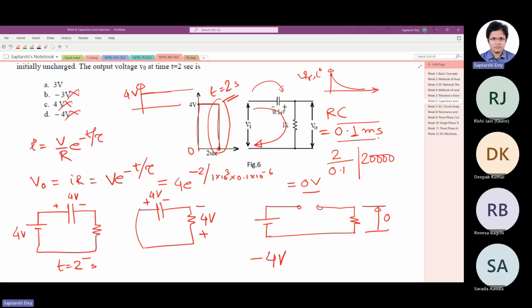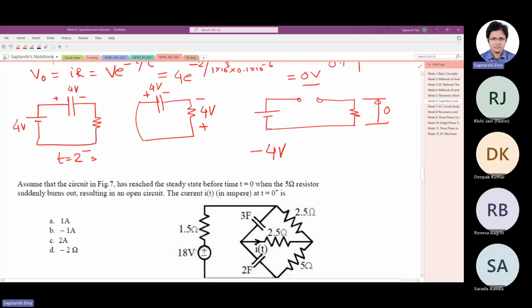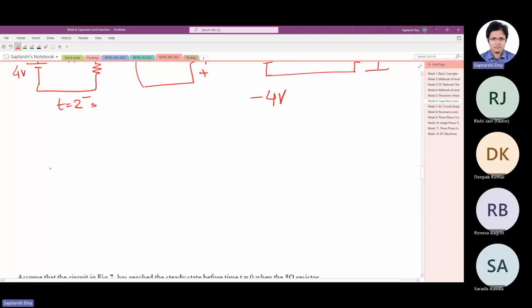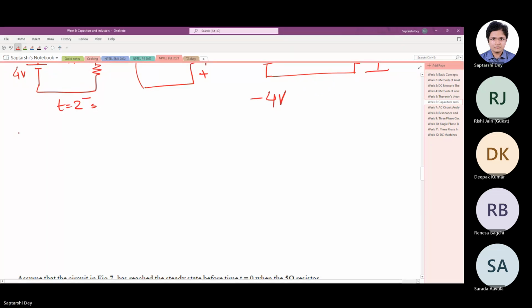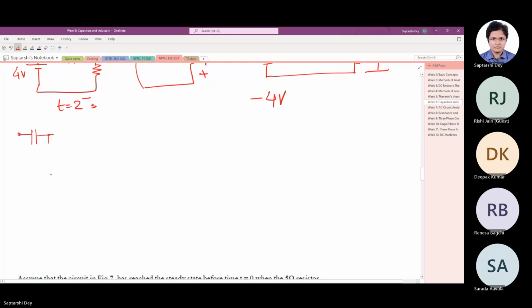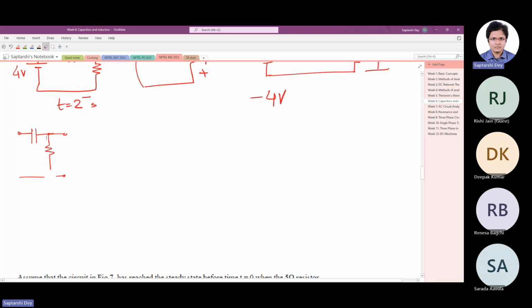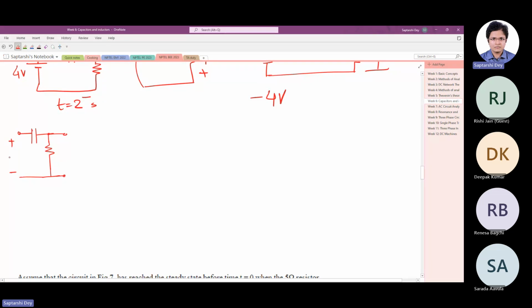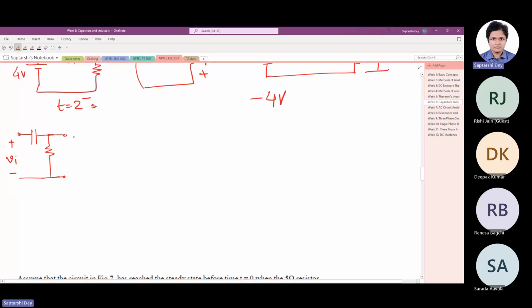Okay. Now we will quickly look into this. We will look at this circuit once again. It's a very interesting circuit. You will go through it maybe. Say a circuit like this. Now what you have is some input voltage Vi, some output voltage V naught.